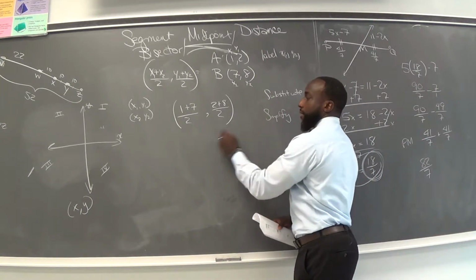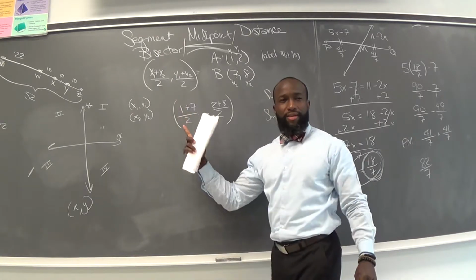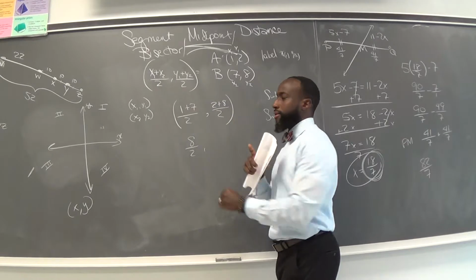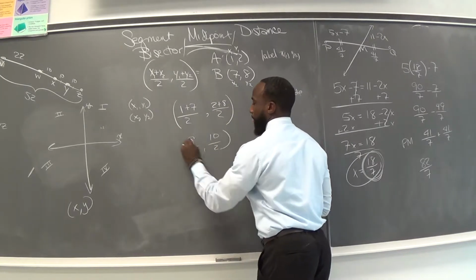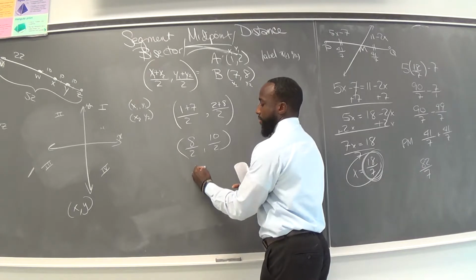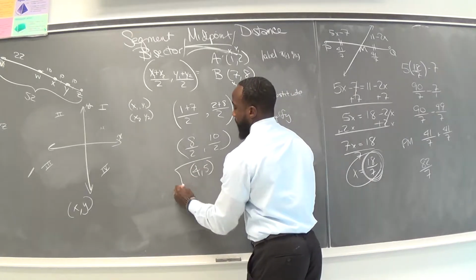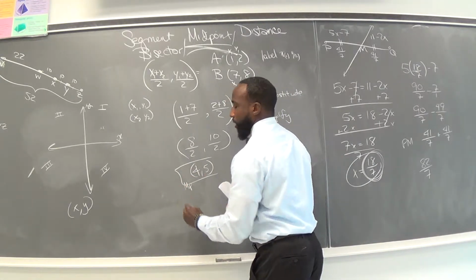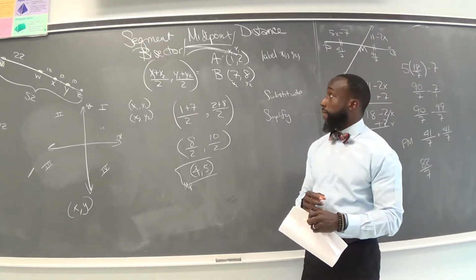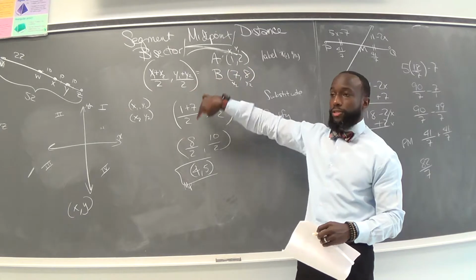Alright, so right here, 1 plus 7, 8, 8 over 2, and then 2 plus 8, 10, 10 over 2. That gives you an ordered pair of 4, 5. That is the midpoint. That's MP. Okay? You take your values and you substitute them in.